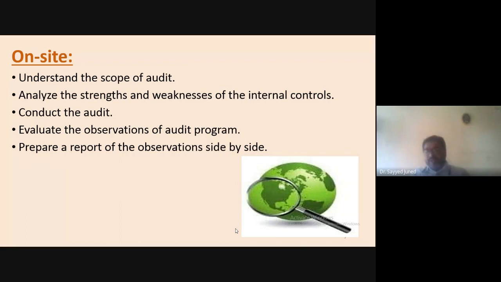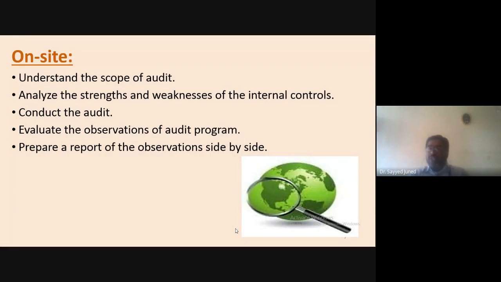Understand the scope of the audit. We should know why we are conducting this audit, that is, the green audit. Because of some reason we are conducting this green audit. The strengths and weaknesses: it means we have to evaluate the positive and negative. We have to understand and observe how much afforestation, deforestation, plantation, or gardening there is. On that basis, we conduct the audit.